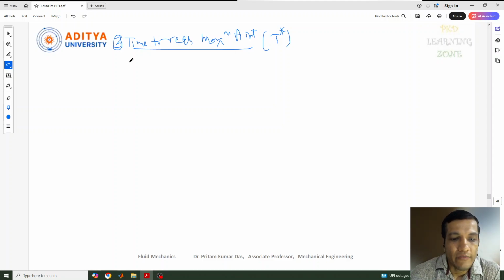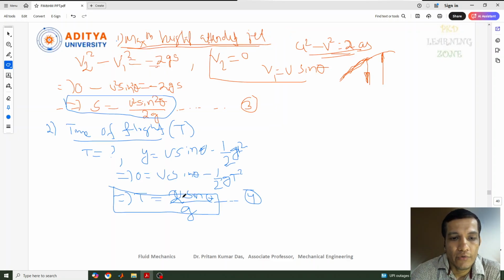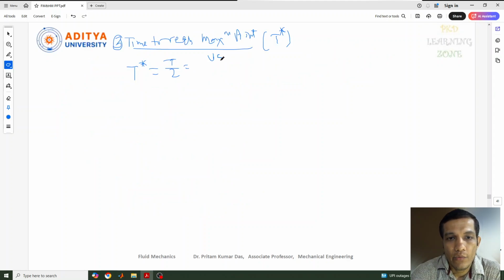The concept of the time to reach the highest point is that it is half of the time of flight. So what is the time of flight we got? Very simple: t star equal to the time of flight divided by 2. The 2 will be cancelled, because in the previous equation 2u sine theta by g is there. Now half of this gives u sine theta by g.